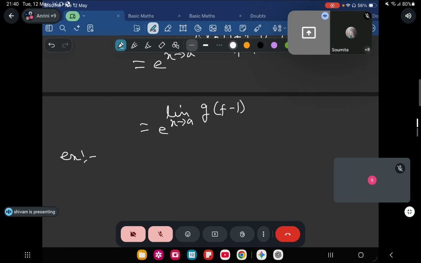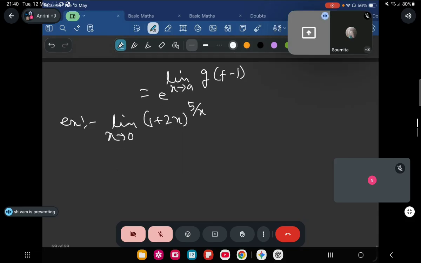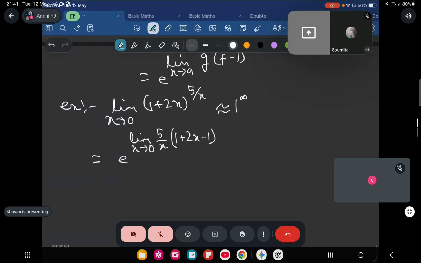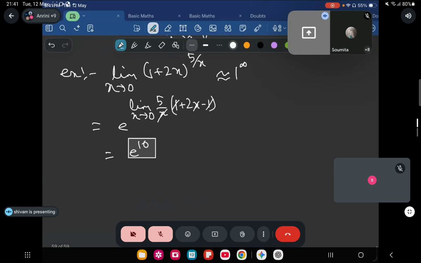Okay, for example, everyone. If I want to solve limit x tends to 0, 1 plus 2x whole to the power 5 by x, how will we solve? So see, everyone, when you substitute 0, this is 1 to the power infinity form. So you can directly write it as e to the power limit x tends to 0, 5 by x into 1 plus 2x minus 1. So see, 1 gets cancelled, x gets cancelled, you will get e to the power 10. Done. Anyone having any doubt, you can ask me.